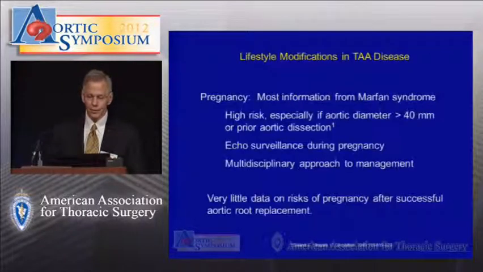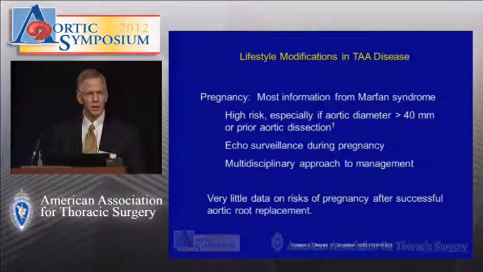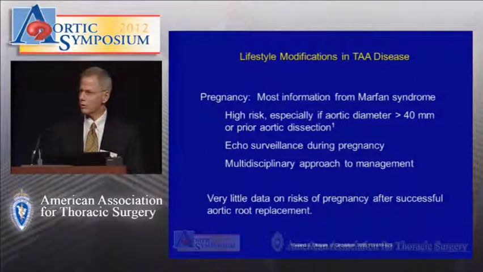Pregnancy is also important in thoracic aortic aneurysm disease, but most of the data comes from Marfan patients. These patients are at high risk when the aorta is enlarged more than 40 millimeters or if there's a prior aortic dissection. So a multidisciplinary approach to management is important, with serial imaging throughout the pregnancy and counseling pre-pregnancy. But there's very little data on the risks of pregnancy after successful aortic root replacement in these individuals.